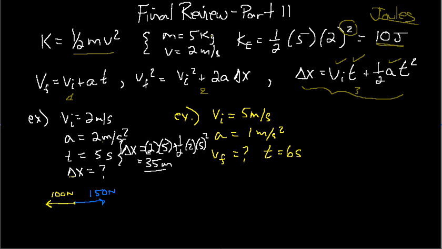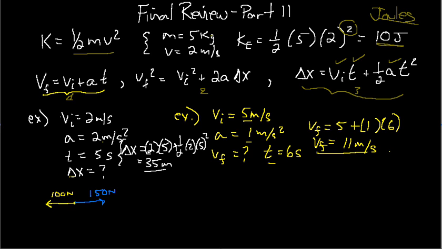How about, for example, this one over here? We've got vi, we've got a, and we've got t. We want to know v final. It looks like equation 1 can do it for us. So v final is vi, which is 5, plus the acceleration, which is 1, times the time, which happens to be 6. So in that case, it's very simply 11 meters per second for v final.